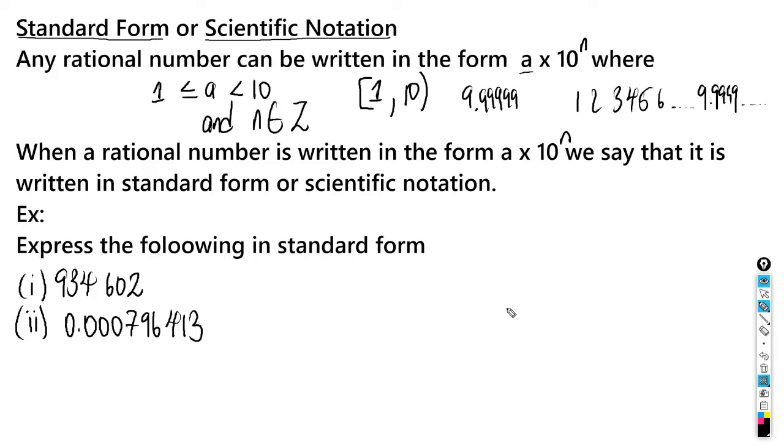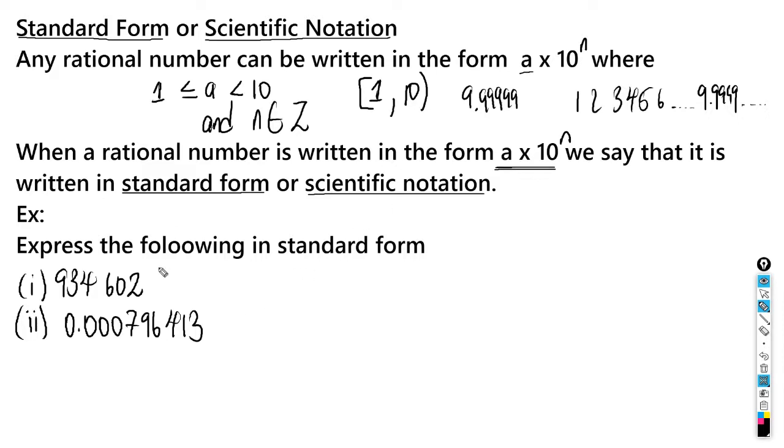When a rational number is written in the form a times 10 to the n, we say that it is written in standard form or scientific notation. Notice that the form is a times 10 to the n, and a is either equal to 1 or between 1 and 10, but not equal to 10.